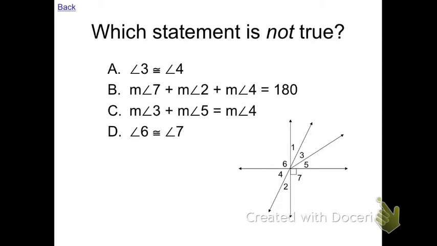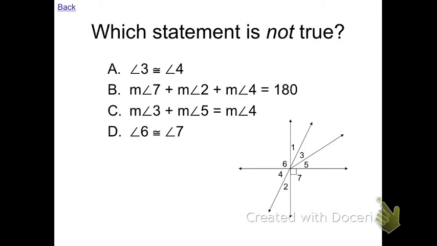Okay, which statement is not true given the diagram below? Let's see, if we go through these statements one at a time, angle 3 is congruent to angle 4. These appear to maybe be vertical angles, but they're actually not vertical angles. So this may not be true. We'll keep A as a possibility.